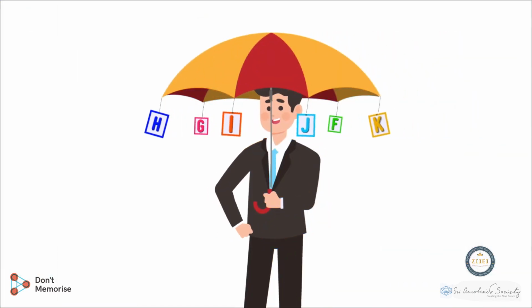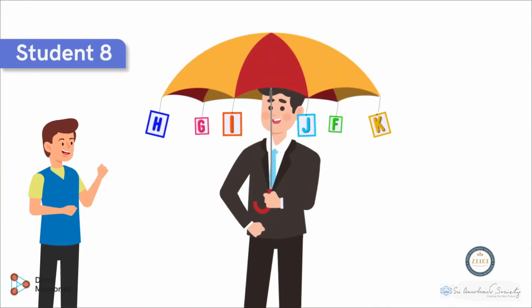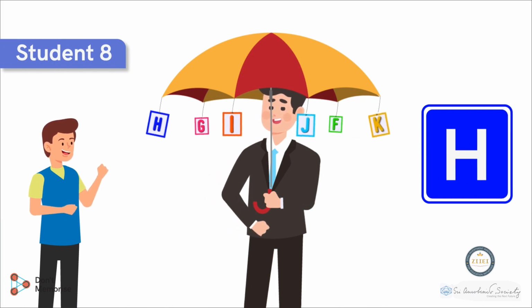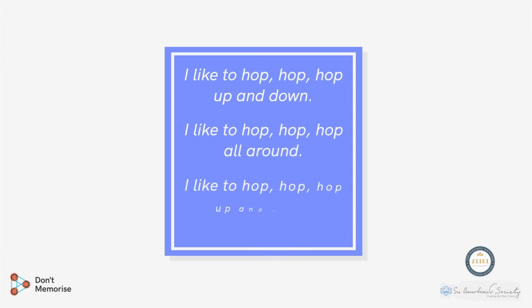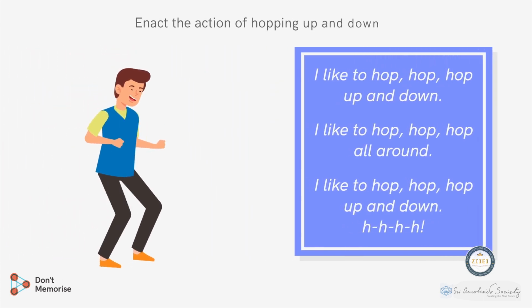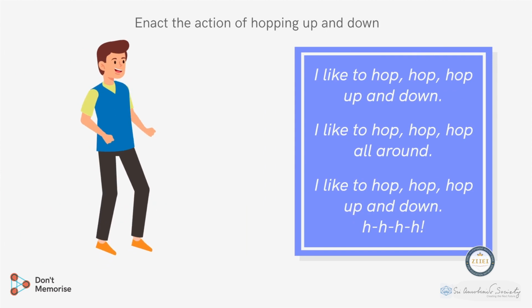Now, which word shall student 8 read? Yes, it's the letter H. What's this song here? Let's sing it along. I like to hop, hop, hop up and down. I like to hop, hop, hop all around. H, H, H, H. Enact the action of hopping up and down while singing the song.